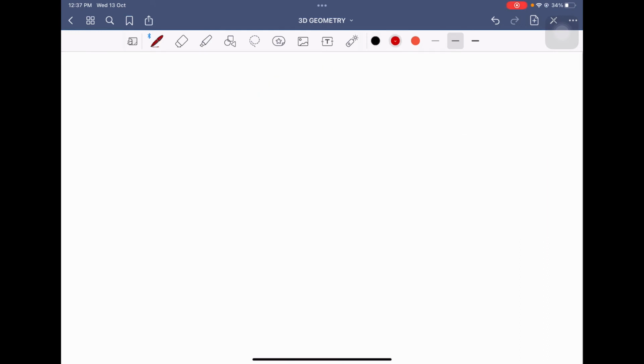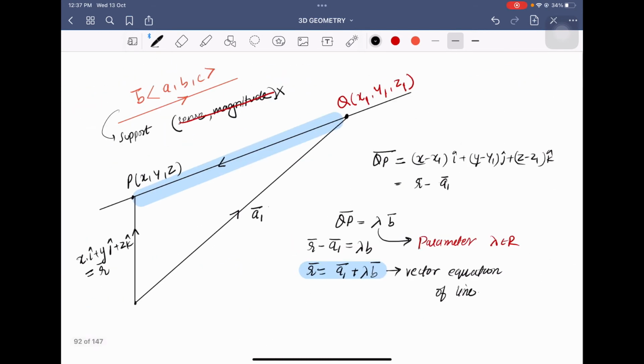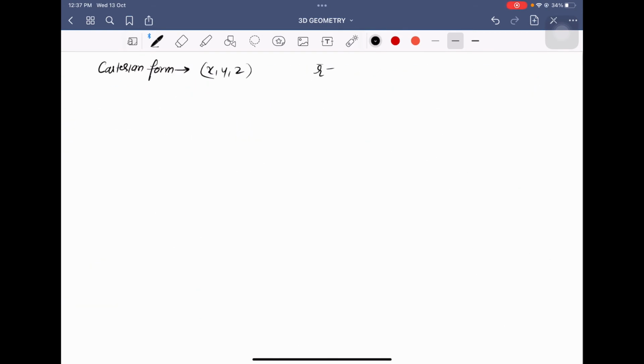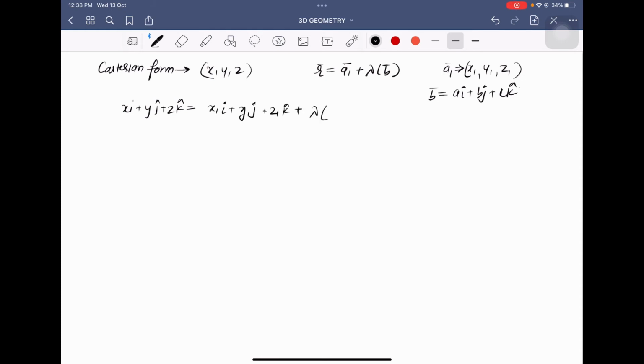In Cartesian form we can see the equation of lines in terms of x, y and z. Let's write this equation once again, that is R equals A1 vector plus lambda times the vector B. The coordinates of the A1 vector were x1, y1 and z1, and the vector B was a i cap plus b j cap plus c k cap. If I write R as x i cap plus y j cap plus z k cap, it equals x1 i cap plus y1 j cap plus z1 k cap plus lambda times (a i cap plus b j cap plus c k cap).